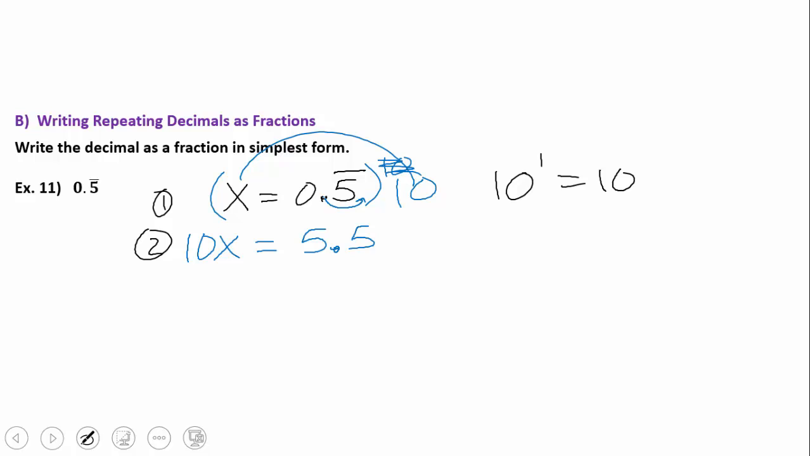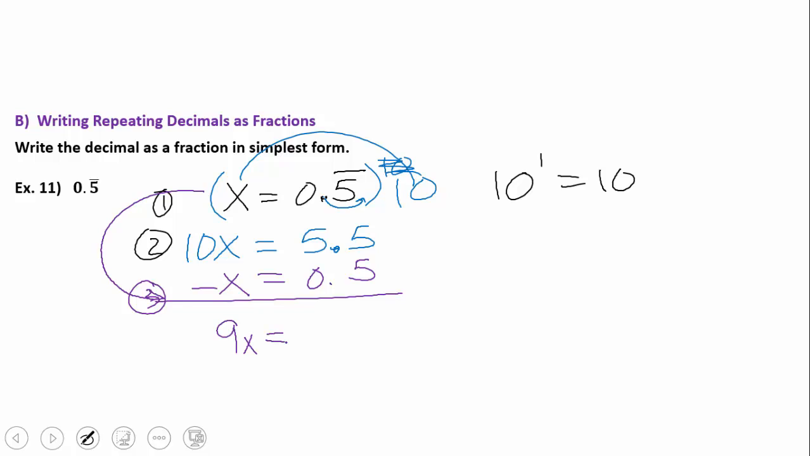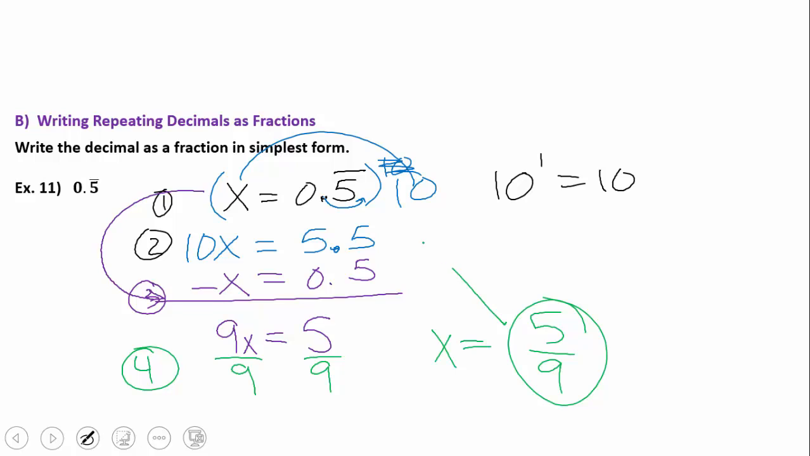All right? Now what we need to do is subtract the original. Step 3, subtract the original from the new one. So we would subtract x equals 0.5. And when we're done, we would get, well, 10x minus x is 9x equals 5.5 minus 0.5 is 5. And then our last step, step 4, we're going to solve for x. So we divide by 9. And so x, in other words, my fraction is 5/9. That's my fraction that will give me 0.5 repeating decimal.